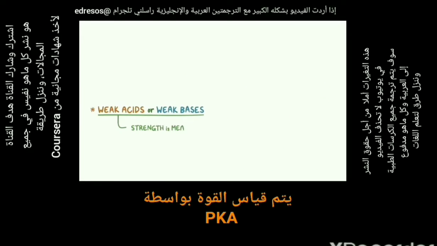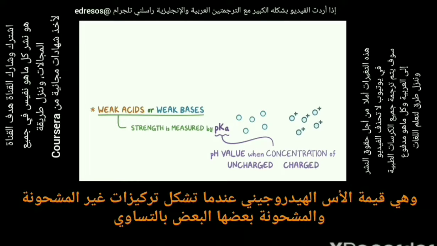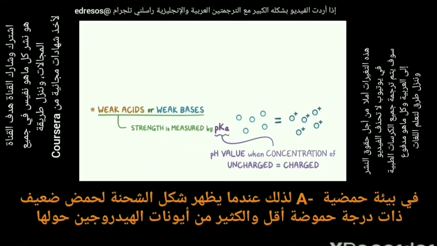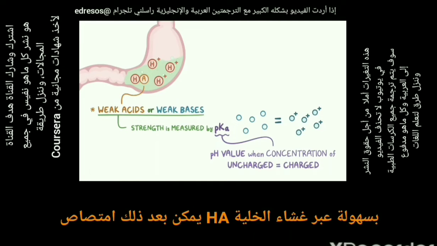The strength is measured by pKa, which is the pH value when concentrations of the uncharged and charged forms equal each other. So when the charged form of a weak acid, A-, shows up in an acidic environment with a lower pH and plenty of hydrogen ions around, it will grab one of them and turn it into its uncharged form, HA. HA can then be readily absorbed across the cell membrane.